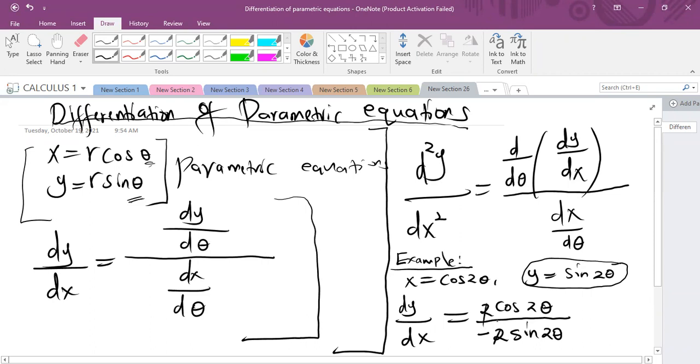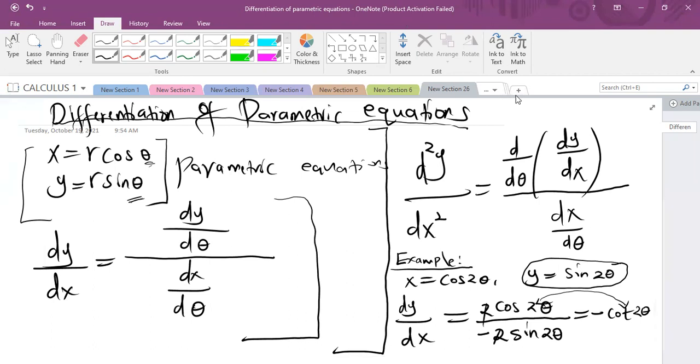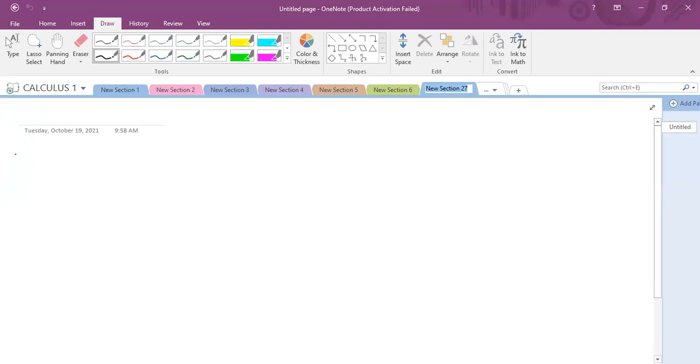So that's it. You can simplify this and have cos over sine is the same as cot, and have this as minus cot 2 theta. That is from the knowledge of trigonometry, guys. So basically, if you're told to differentiate a parametric equation, then this is how you're supposed to go about it. dy d theta over dx d theta, with respect to that other third variable. Okay, let's take up another example.